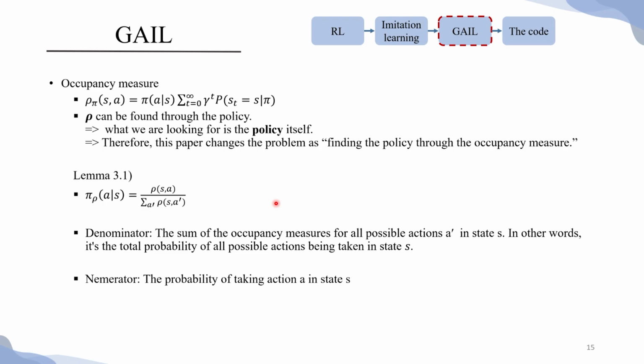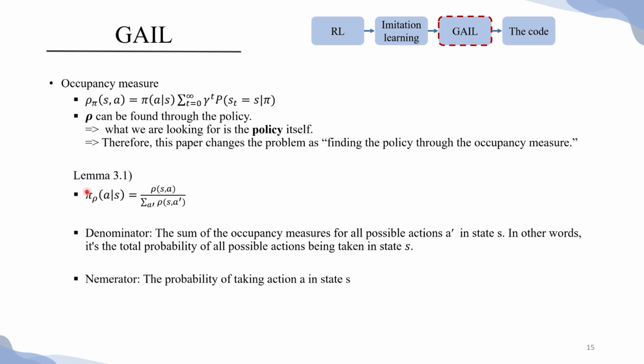Occupancy measure can be found through the policy as shown in the equation above. However, what we are looking for is the policy itself. Therefore, this paper changes the problem to finding the policy through the occupancy measure.